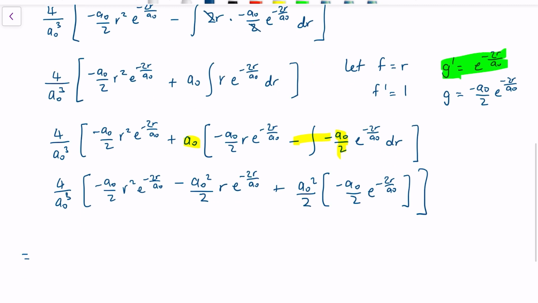Alrighty, now that looks horrendous, but remember that the last step is to sub in a naught as the top limit and 0 as the bottom limit. Be careful when you're subbing in, because normally you'd think, oh, subbing in 0 cancels things, but there is a term in there that doesn't have an r as a factor, so 0 does need to be checked. 4 over a naught cubed. Okay, let's sub in a naught first. We're subbing it into the r values.